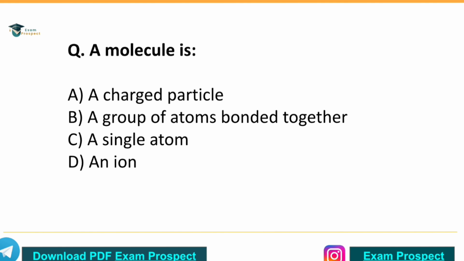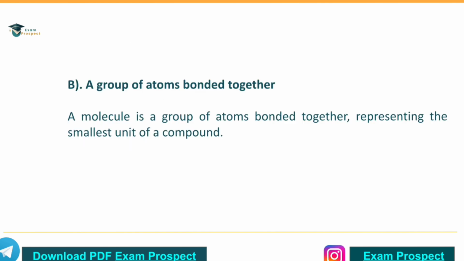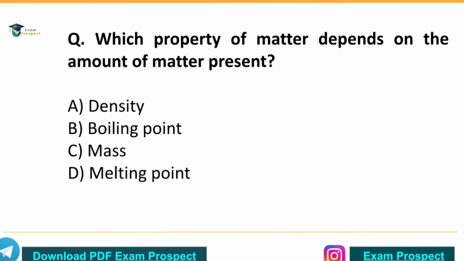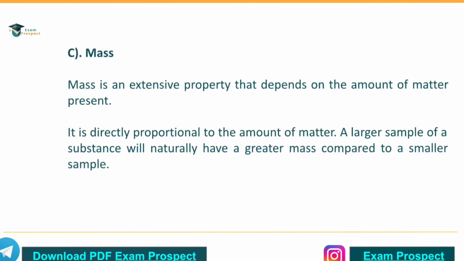Next question, a molecule is. The correct answer is option B, a group of atoms bonded together. Next question, which property of matter depends on the amount of matter present? The correct answer is option C, mass.